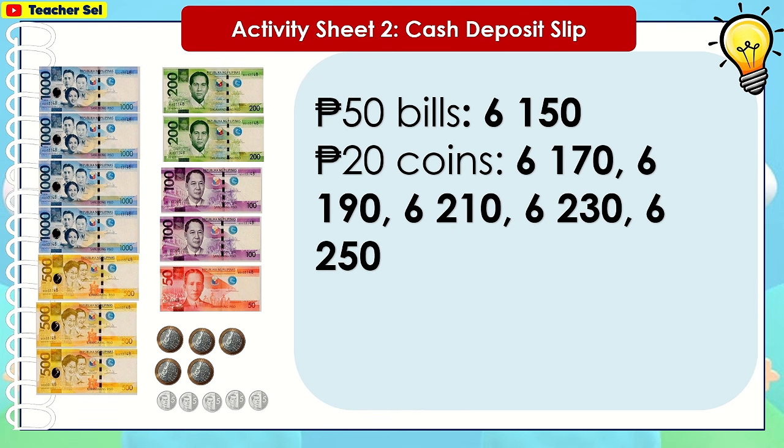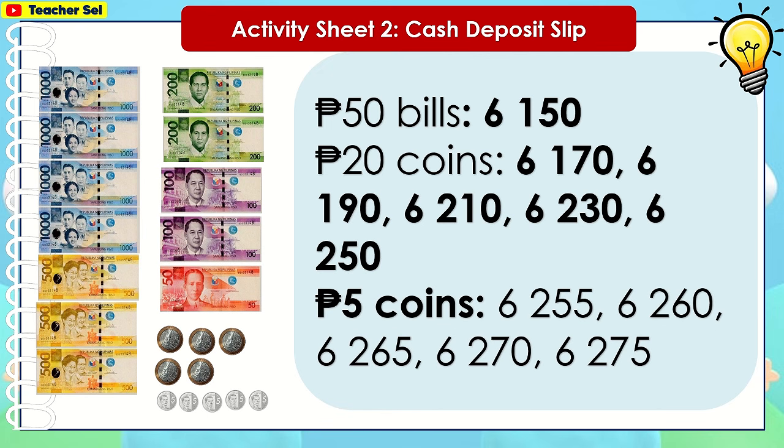6,170, 6,190, 6,210, 6,230, 6,250. And for 5 peso coins, 6,255, 6,260, 6,265, 6,270, 6,275.